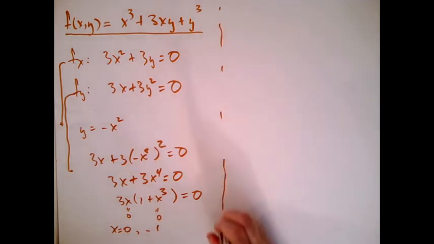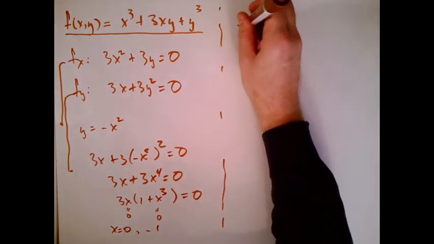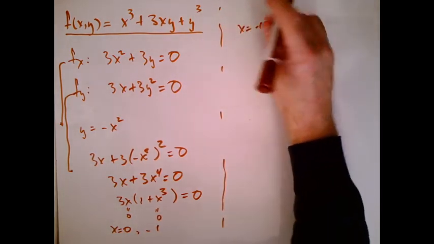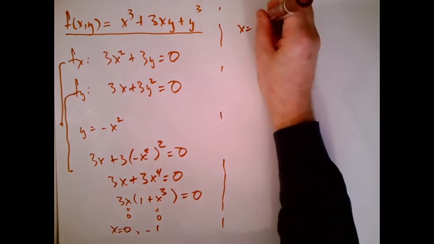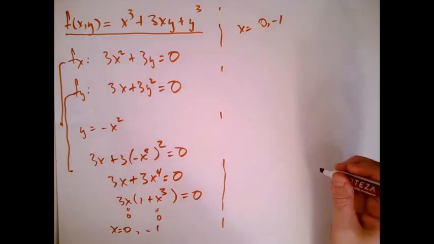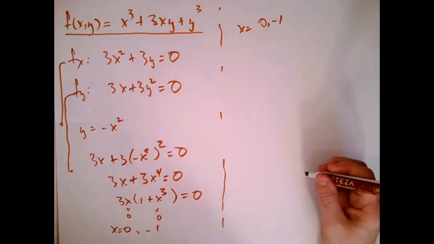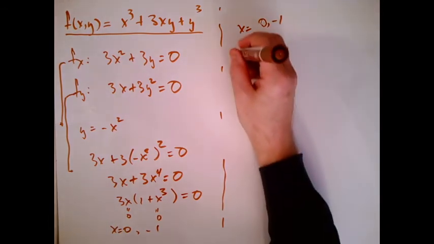So it looks like at the moment, I want 0 and negative 1, right? Yes, 0 and negative 1. All right, here we go. Looks like there could be two critical points. Now how do I get the y value of the critical points?